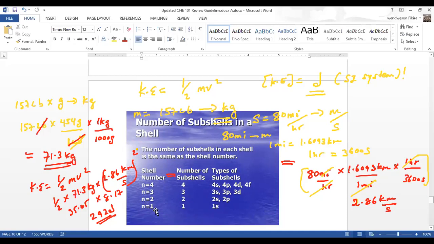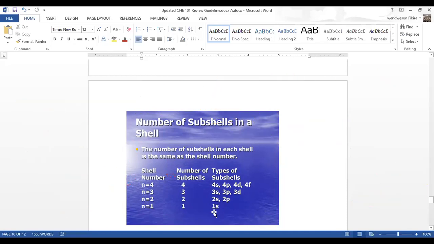In the first shell, you'll only find, yes, Abimola. Can you give us examples of questions that will come from this? Because some of these we haven't really done in class, and when questions come from them, they may come in a way that will throw everybody off their feet. What kind of questions can come from this? Okay, great question.